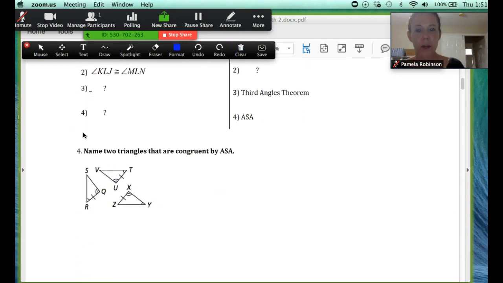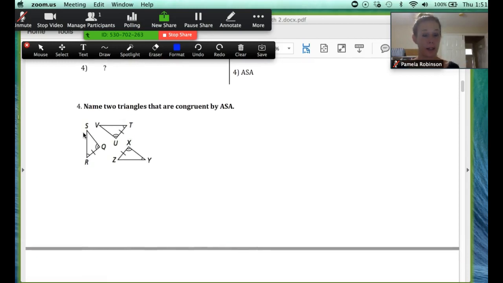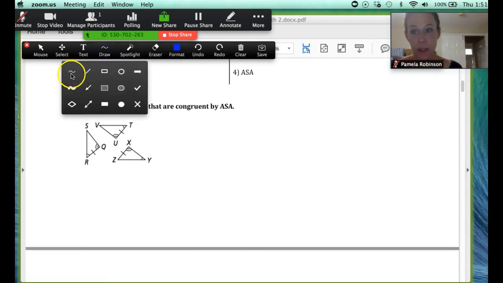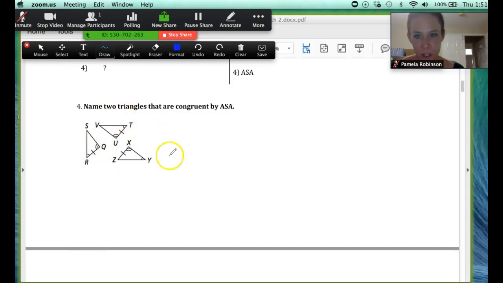Number 4, name two triangles that are congruent by angle, side, angle. That same one we just did, angle, side, angle. That's the one we're going to use. So analyze these triangles. This one has a 1 marking, so an angle, a side in between, and an angle. So this would be angle, side, angle.